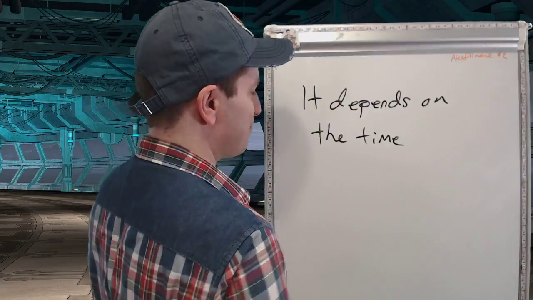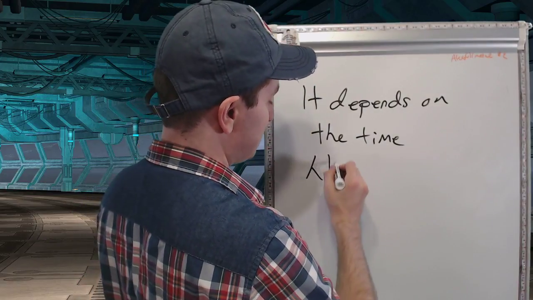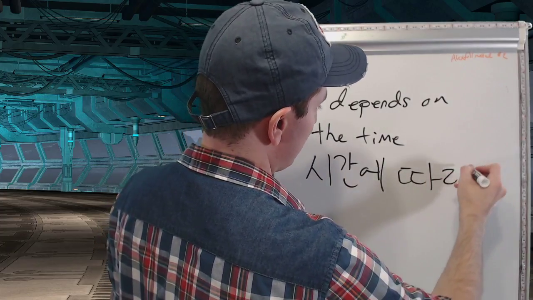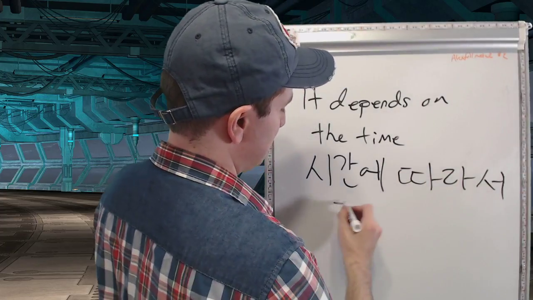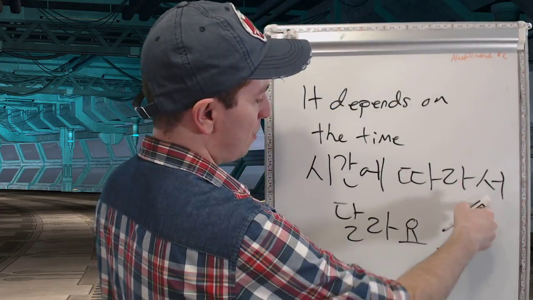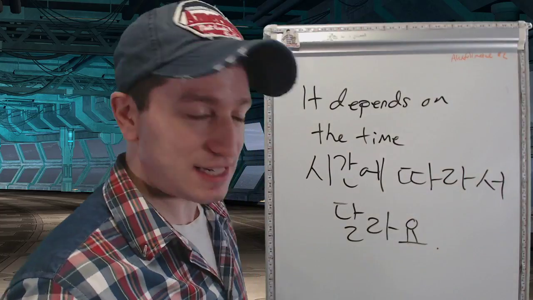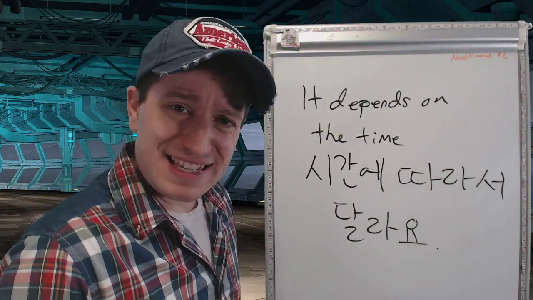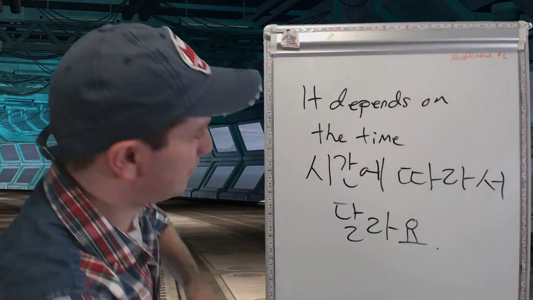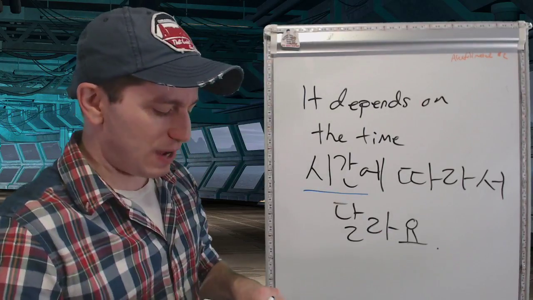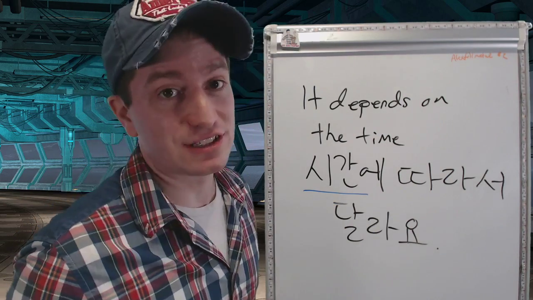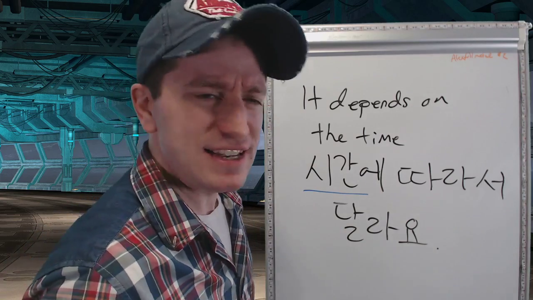So in order to say it depends on the time, you would just say 시간, time에 따라서 or 따라 달라요. 시간에 따라서 달라요. It depends on the time. Super easy, isn't it? See, all you got to do is you take a noun, you attach 에, you add 따라서 or 따라, either one, and then you conjugate 다르다. And you are done. Isn't that so easy?